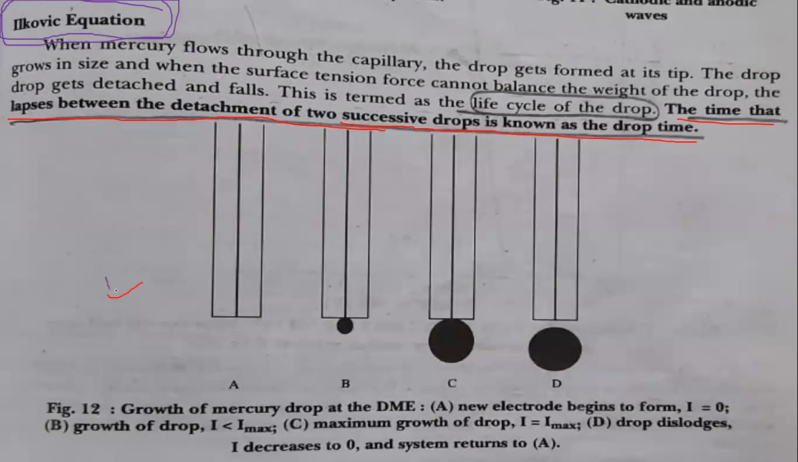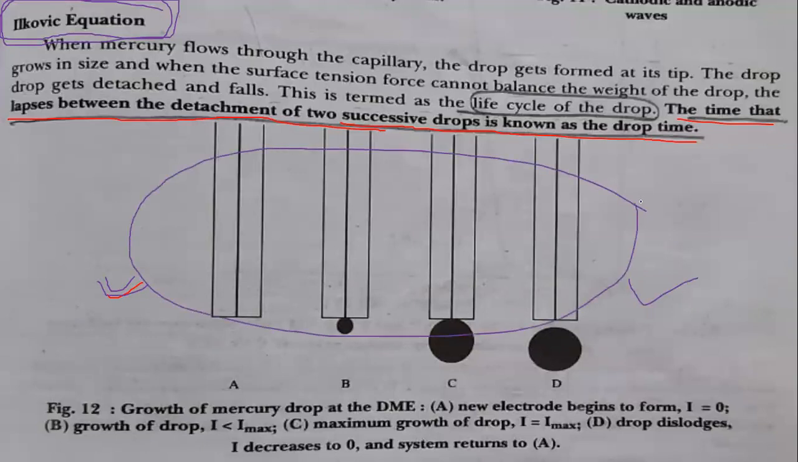If you see in the diagram below, at the beginning there is no drop. Then a drop forms, which is small in size, then it becomes bigger, and at the end it falls from the capillary. This is the total process from here to here. This is continuously happening. Again, the same process begins from here to here.